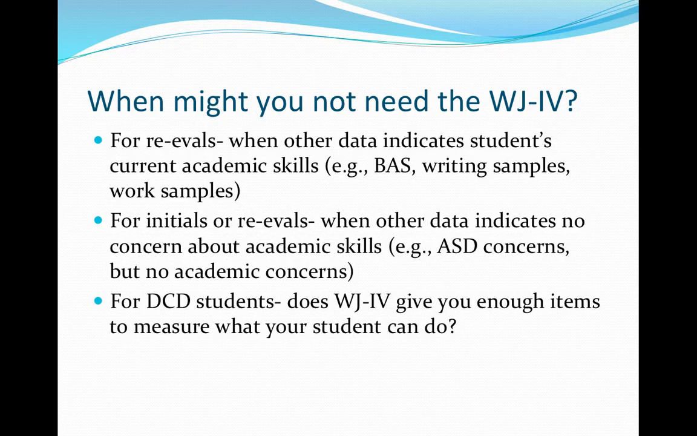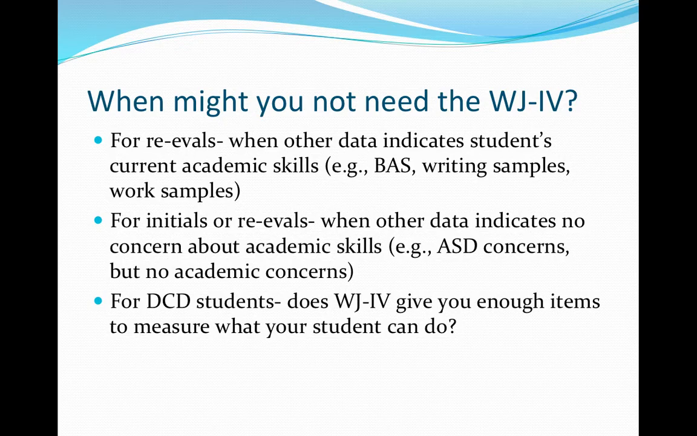When we have BAS data, writing samples, and many months of math assignments and tests from the classroom, we may not need additional information to help us identify present skill levels and educational needs. Remember that for reevaluations, we must always report on classroom-based assessments. Since this is required, the WJ should be seen as supplementing this information, rather than vice versa.